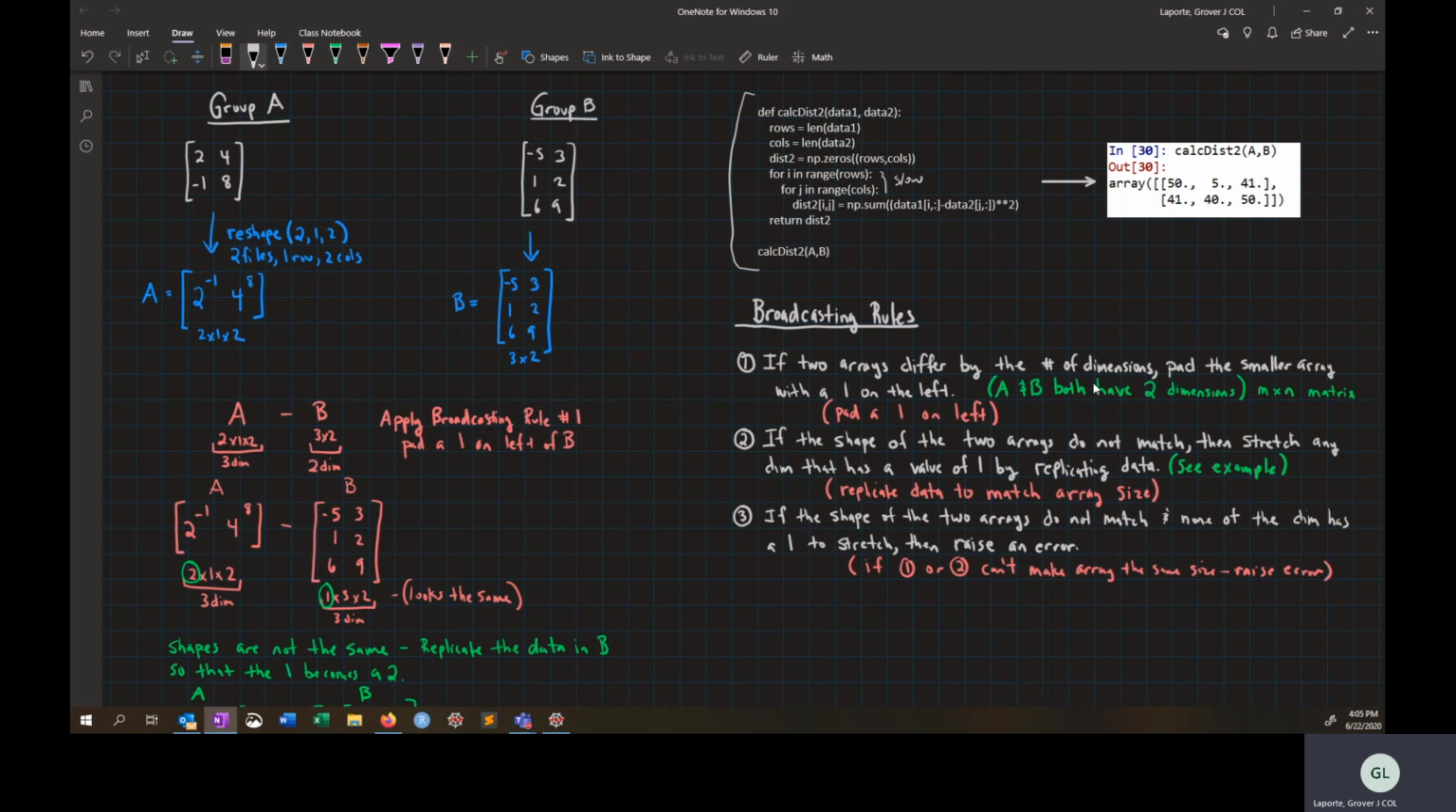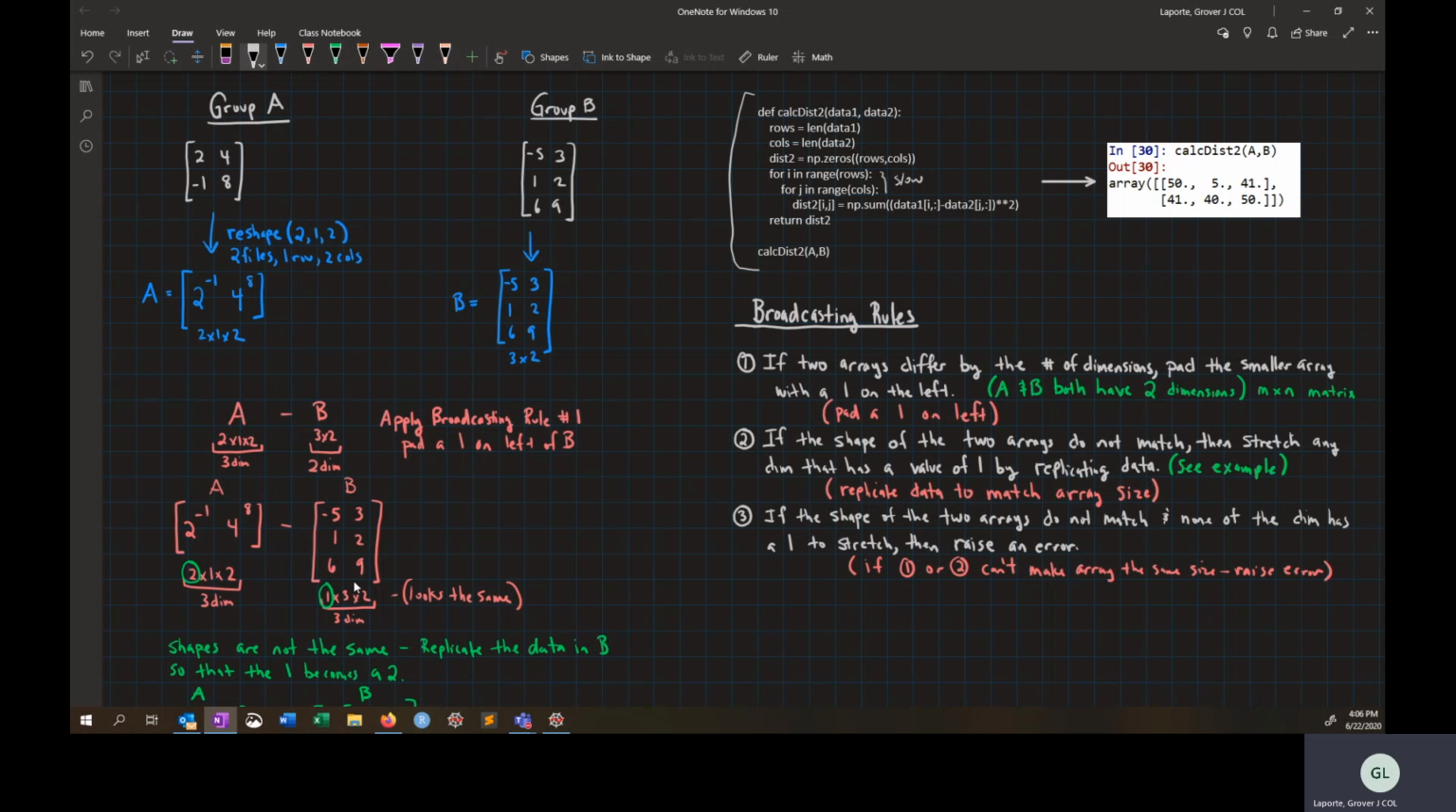If 2 arrays differ by the number of dimensions, so again, this is a 3-dimensional NumPy array and this is a 2-dimensional NumPy array, if that's the case, then pad the smaller array. All right, so this one's the smaller one. It might have more data points, but it's the smaller one because it's only 2-dimensional. We're going to pad it on the left with a 1. So this becomes a 1 by 3 by 2. It looks exactly the same, right? It's a 3-dimensional NumPy array now.